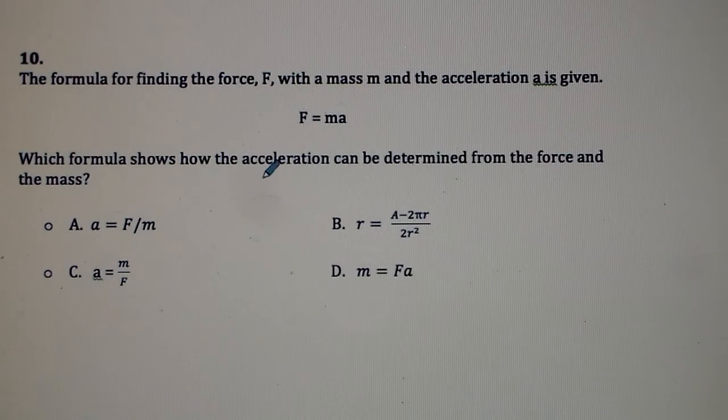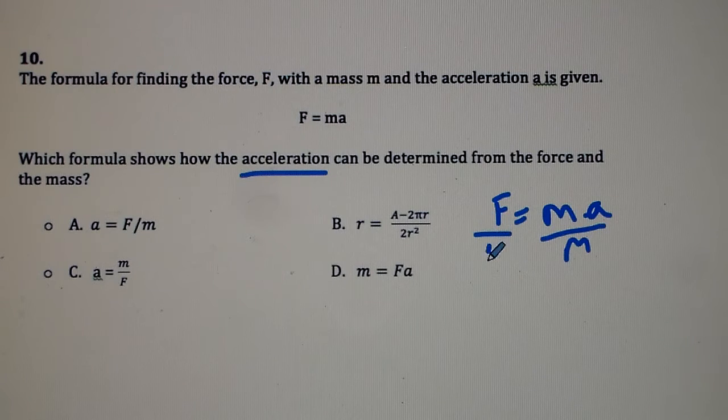Same formula. Why don't you try to get the acceleration by itself all on your own by hitting that pause button. Alright, now you unpaused. F equals m times a. We have to get that a all by itself, so you divide by m to both sides. So we have F divided by m is equal to a.